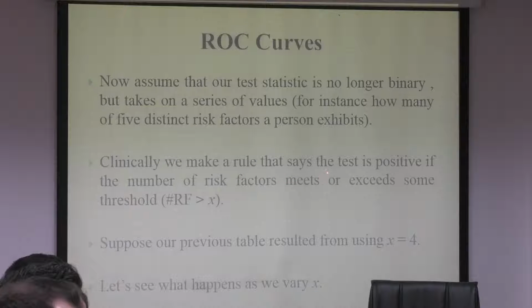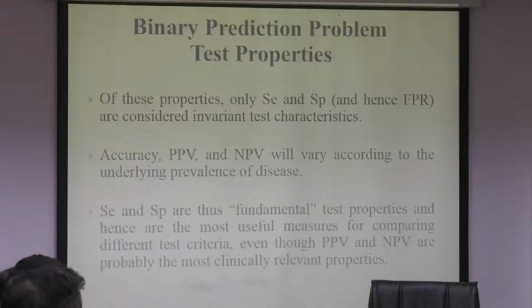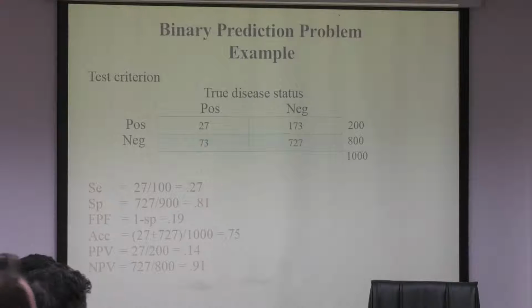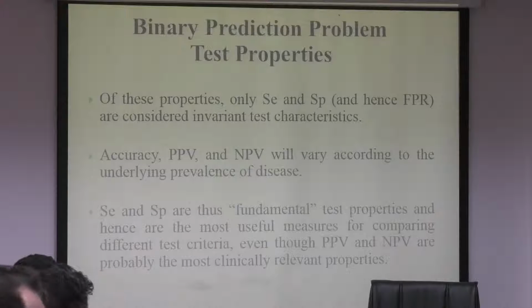Clinically, we make a rule that says the test is positive if the number of risk factors meets or exceeds some threshold. So I say a person is at higher risk if they have 2 or more, right? Or 3 or more, or 4 or more, or 1 or more, right? So what am I using here? I'm using a cutoff point to differentiate between 2 groups of people, positive and negative, okay? Suppose our previous table resulted from using x equal to 4, which is this table, all right? So who are the positives? More than 4 risk factors, and the negatives, less than 4 risk factors.